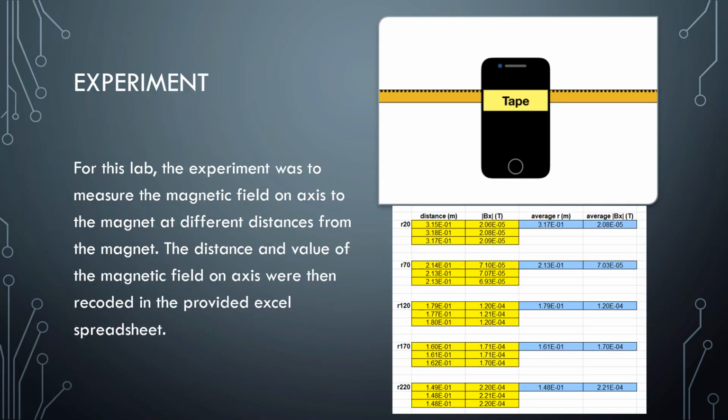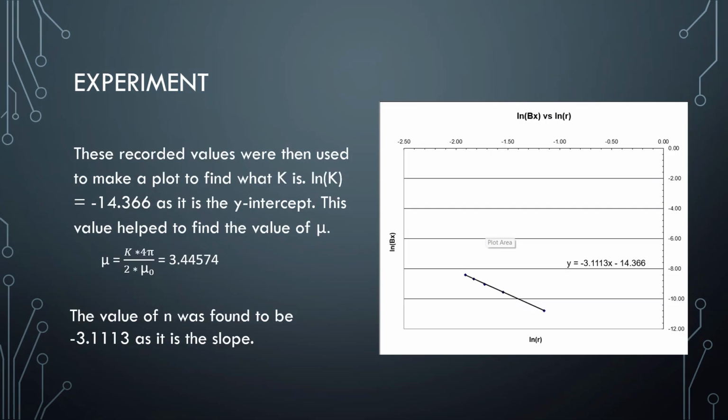For this lab, the experiment was to measure the magnetic field on axis to the magnet at different distances from the magnet. The distance and value of the magnetic field on axis were then recorded on the provided Excel sheet shown in the picture to the right. These recorded values were then used to make a plot, shown to the right, to find what k is.